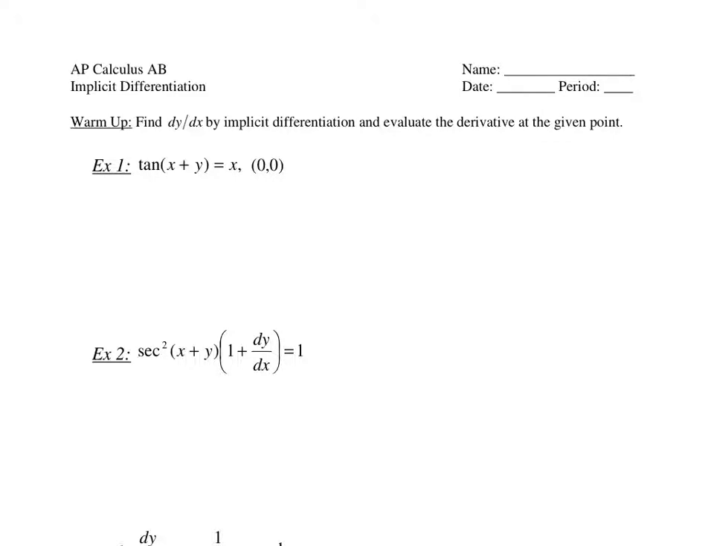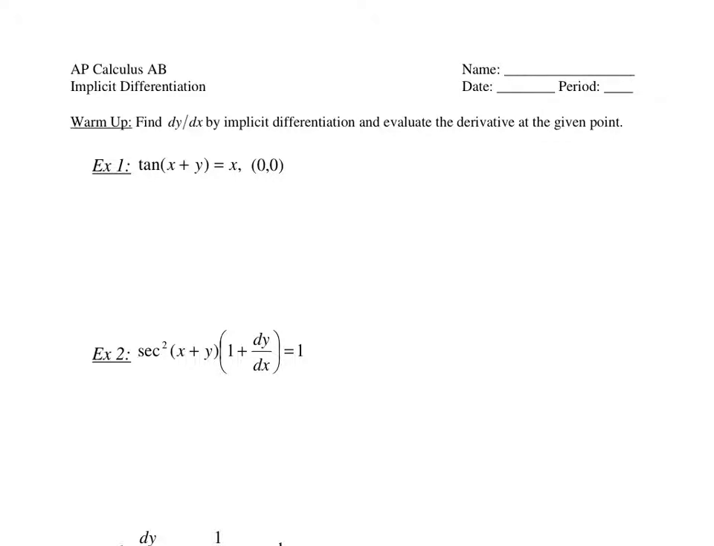Okay, so we are evaluating. Now a couple of these are missing points, and so we'll just pick a point that we want to evaluate it at, if there's a point given. So let's look first of all at this one here. We have tangent of x plus y equals x. And when we have an equation like this, and we're trying to find the derivative of y with respect to x, what's kind of our process that we want to go through here?